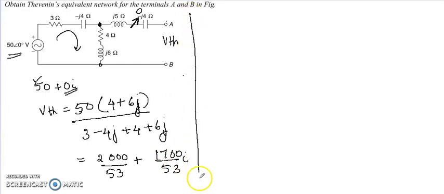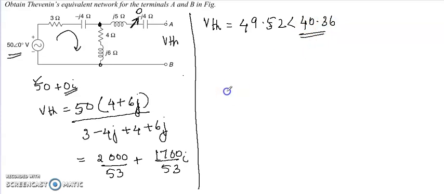And we can convert it into polar form using the calculator. Therefore, we will get VTH is equal to 49.52 angle 40.36. This is the VTH. So now we have to find RTH. RTH is the effective resistance on looking from this direction and by shorting the voltage sources.